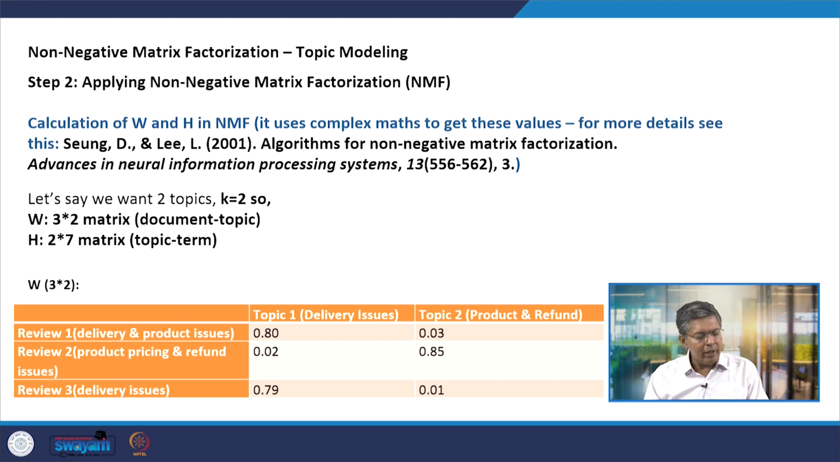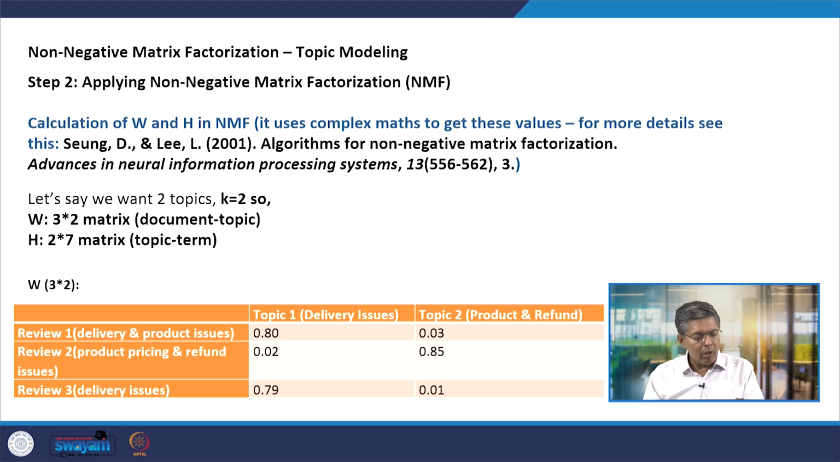So, review 1, review 2, review 3, we had 3 reviews. If you look at what it has done, it has broken down into 2 topics, topic 1 and topic 2, so k is 2. Review 1 is talking about delivery and product issues. We have 2 topics now, topic 1 is delivery issues and topic 2 is product and refund. If you look at the values, review 1, topic 1 is 0.8, review 1, topic 2 is only 0.03. So, here the presence is very poor.